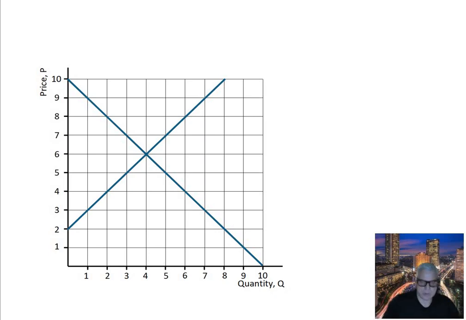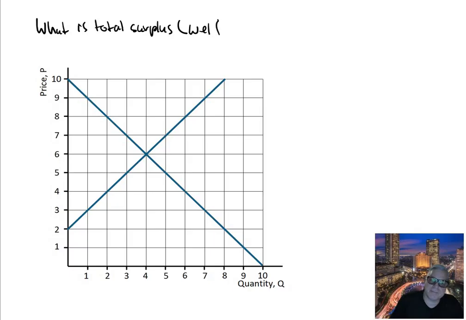Okay, so now we can talk about what is total surplus. Another word for total surplus is actually welfare. And what we will do later is called welfare analysis. Okay, so now we have here a market and we can just summarize what we have.